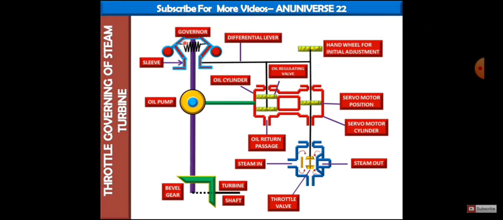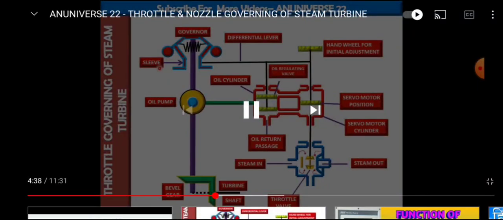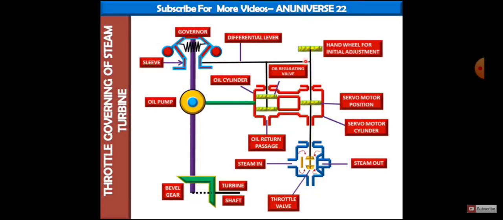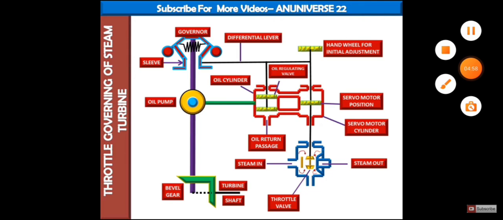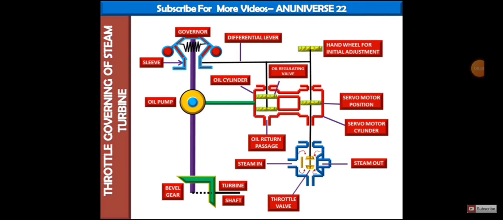As we can see, this is the position of the governor, sleeve, differential lever, this is the pilot piston, these are the relay pistons. So here the positions are shown, but this position is for full load on the turbine running at full speed. Now in the case where load on the turbine is reduced, the turbine will start to rotate at a speed greater than full load speed as the energy supplied is the same.